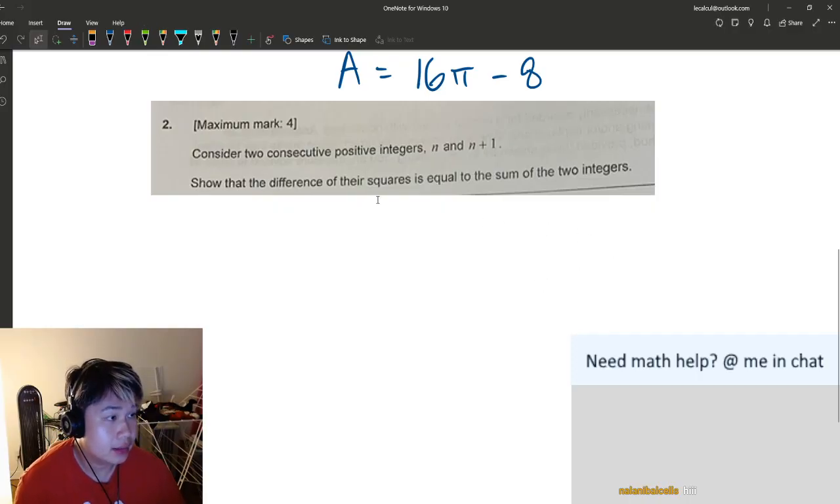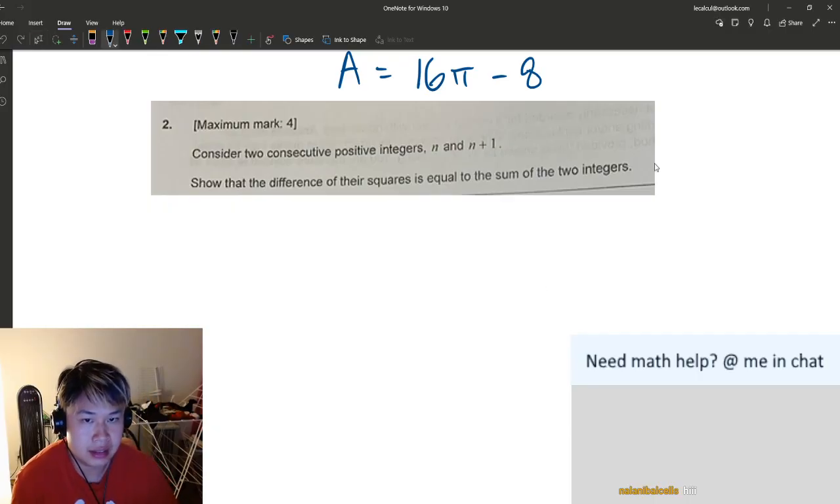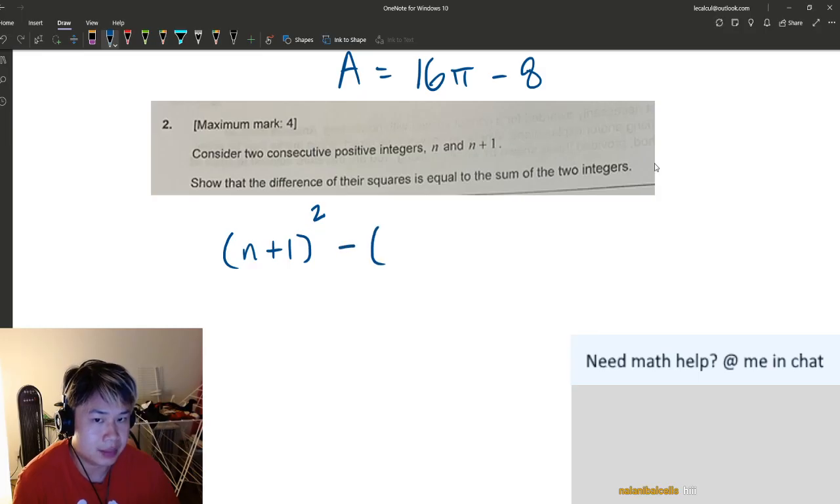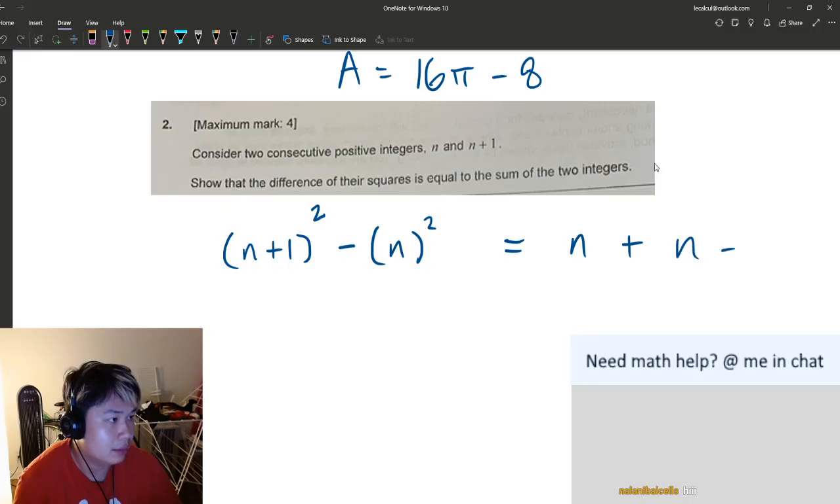Okay, so consider 2 consecutive positive integers, so n, and then the next number, which would be n plus 1. Show that the difference of their squares is equal to the sum of the 2 integers. So in other words, if I take the larger one and then square it, and then I subtract the smaller number squared, this should be equal to the sum of the 2 integers. So this needs to be equal to n plus n plus 1.